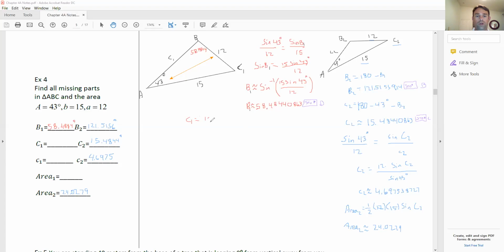So C1 is 180 minus 43 minus B1. And when I plug that one in there, friends, 78.57. I lied. That's a 1. I can't read my own handwriting again. 1559137. And again, friends, I'm going to store that. And we'll call it F again. And now we got to go and find little side C.